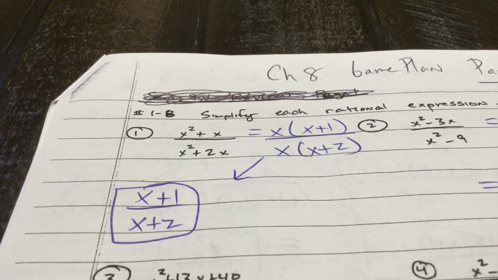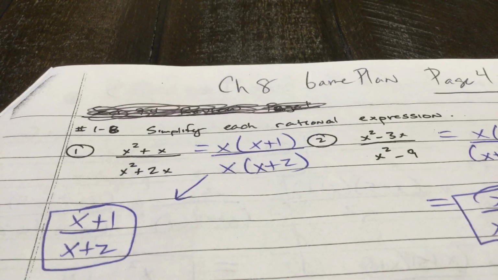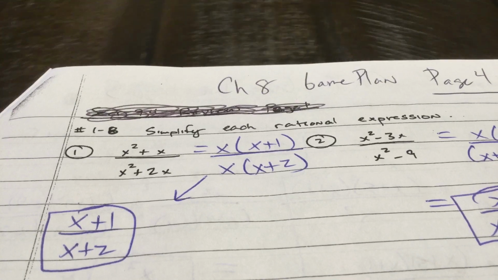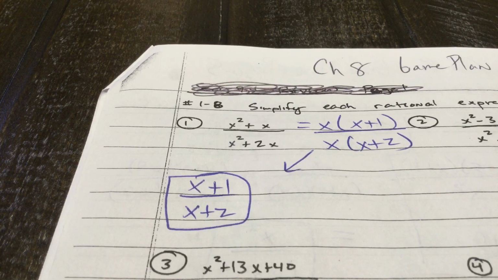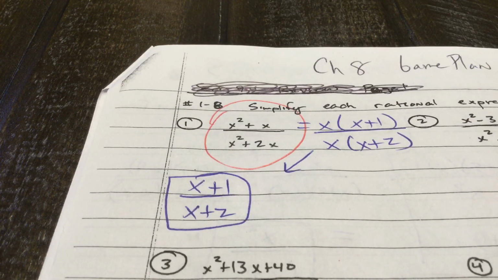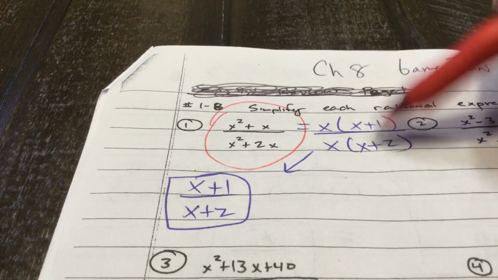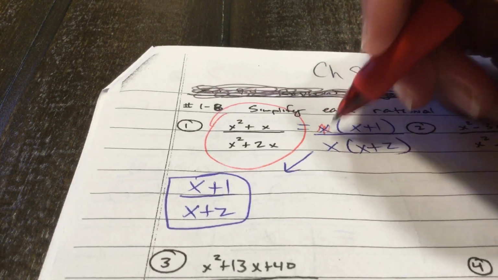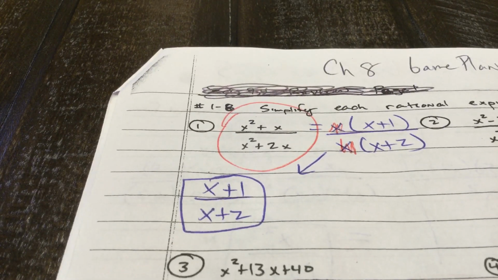All right, folks, Chapter 8, Game Plan, page 4. Please write that down somewhere on your own paper. The directions for 1 through 8 here are to simplify each rational expression. So here is the rational expression: x squared plus x divided by x squared plus 2x. Going to factor out the x they have in common in the numerator, factor out the x they have in common in the denominator. Here's what we're left with. What do you got? x over x, leaving you with x plus 1 over x plus 2.